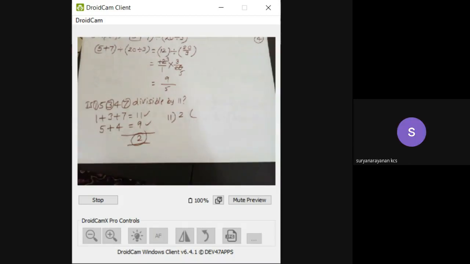Do you want to say something? No, sir. Okay, my dear Ganesh. Sir, I have a doubt. Okay, Shanti, ask your doubt. Sir, if only 3 numbers are there, how to find whether it's divisible by 11?